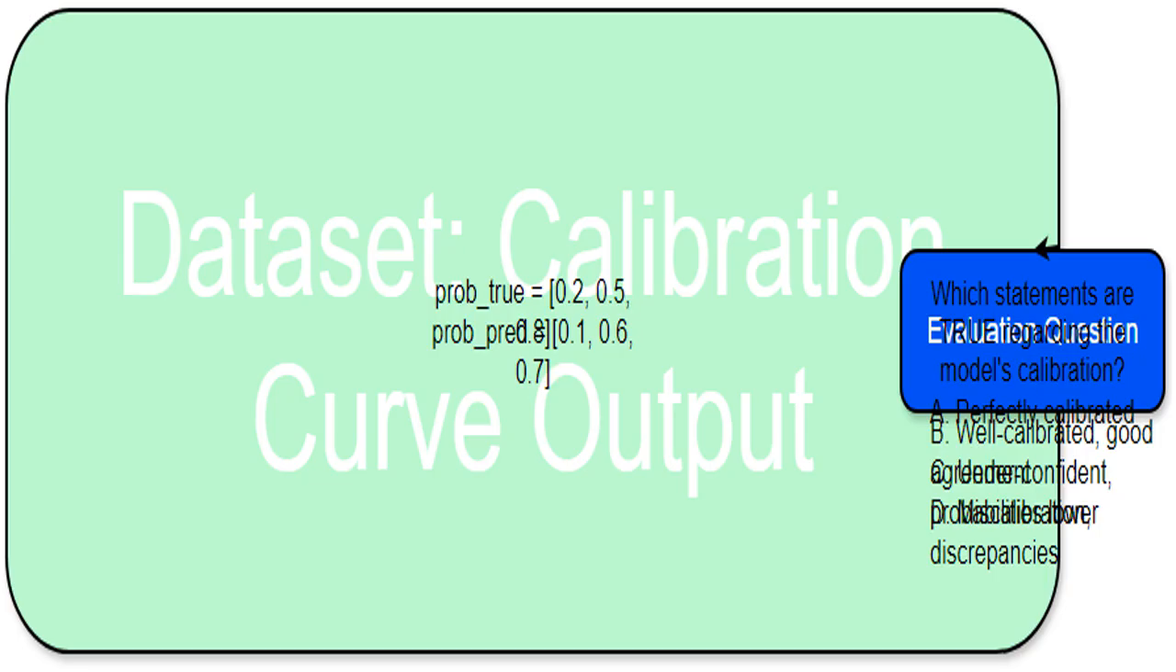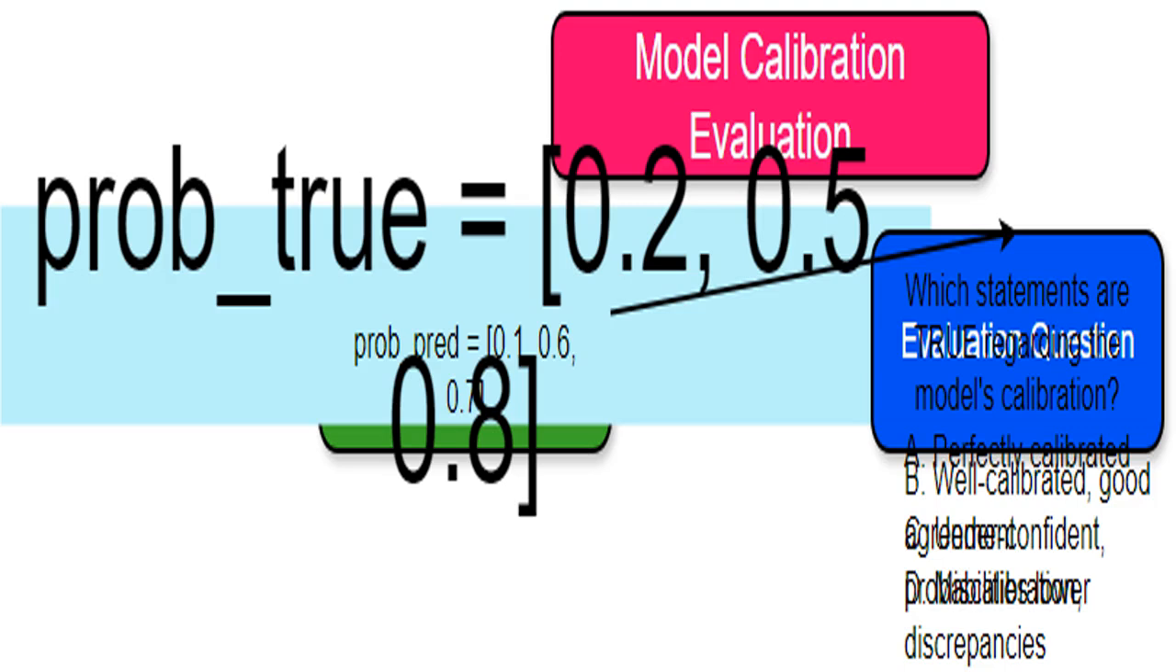This shows the actual average probabilities of the positive class for different groups of predictions. For example, the first group of predictions had an average true probability of 0.2 for the positive class. Think of it like this: you predicted many things would happen, and in the first group, only 20% actually did. This shows the model's predicted average probabilities for those same groups. The model predicted an average probability of 0.1 for the first group, 0.6 for the second, and 0.7 for the third. Notice the difference compared to prob_true.